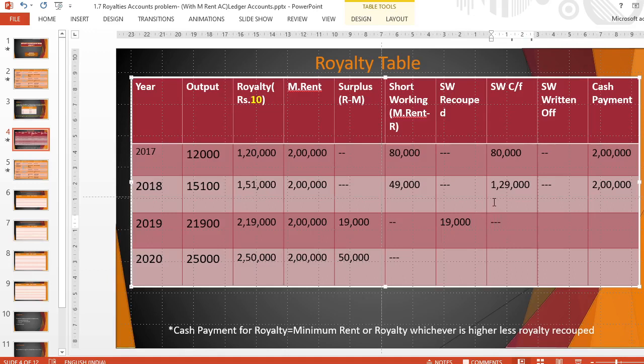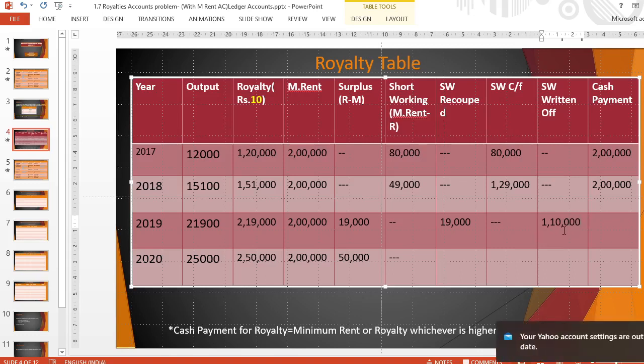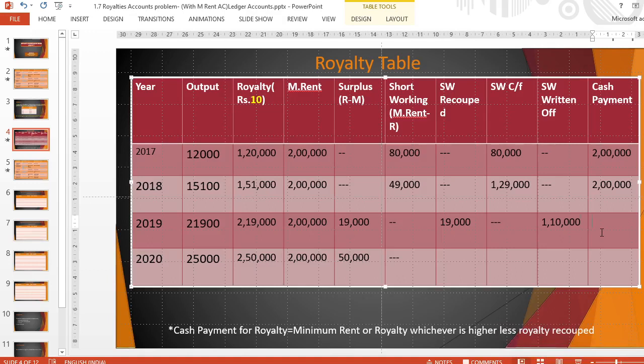So now check the short working of 1,29,000. Out of this, 19,000 rupees is recovered. So the remaining balance of 1,10,000 is irrecoverable, which is written off. So this is considered and we need to transfer this loss to profit and loss account. And see the last one, royalty or minimum rent, whichever is higher. So here the higher amount is 2,19,000 minus recoupment of 19,000 rupees. 2,19,000 minus 19,000, the remaining balance is 2 lakh.